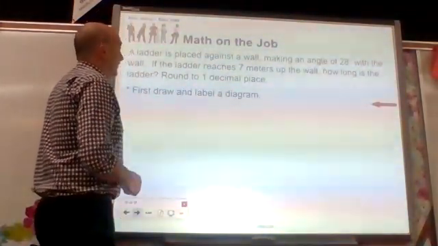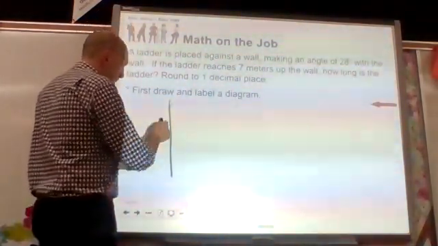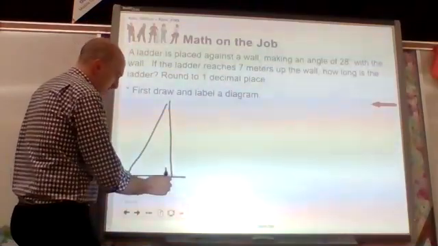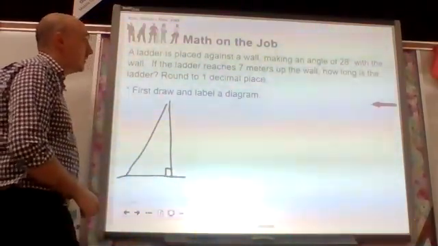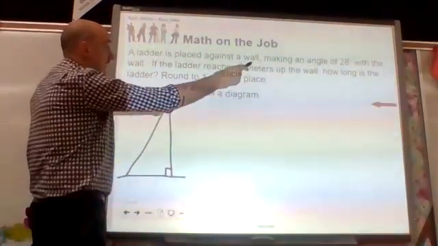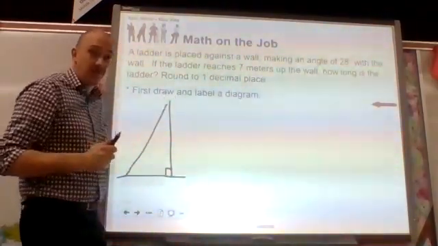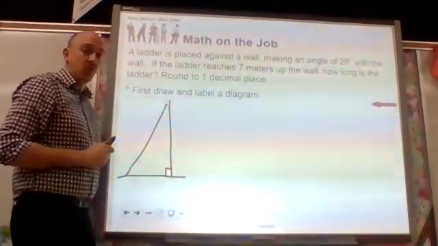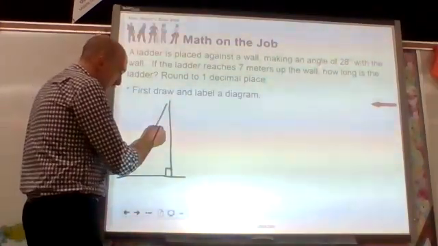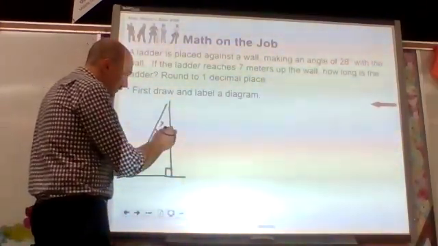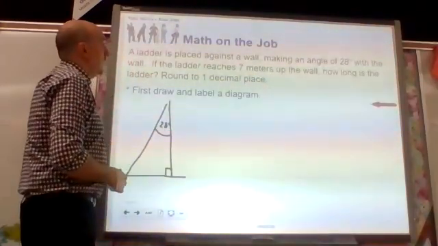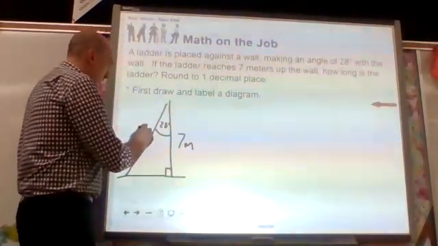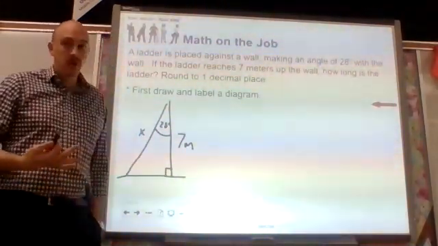A ladder is placed against a wall, making an angle of 28 degrees with the wall. Let's put the ladder on this side for a change; I almost always do it the other way. It doesn't matter. The wall and the ground make a 90-degree angle. Here we have an angle of 28 degrees with the wall. Be careful to read these questions: where does that angle go? The ladder and the wall make an angle of 28 degrees, so that's up here. If the ladder reaches 7 meters up the wall, how long is the ladder? I want to know how long the ladder is.